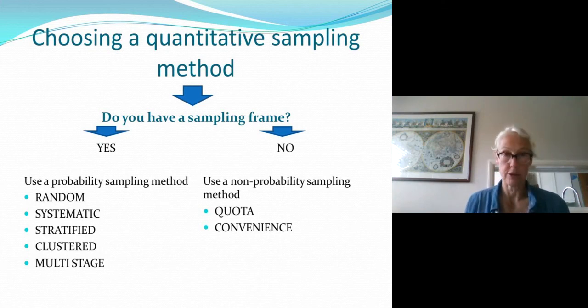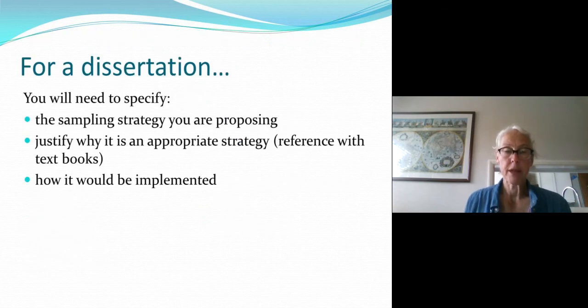And then finally, in your dissertation, you're going to need to have a section in your research methodology on your sampling strategy, and this is what you need to specify. You need to state what sampling strategy you're proposing or you're using in your study. You need to justify why it's appropriate for your study. Not just a general description of this kind of sampling strategy is good at X and Y. Do that, but tell us why that therefore means this strategy is appropriate for your study, and reference that with the textbooks. And then you need to explain how practically it was implemented.